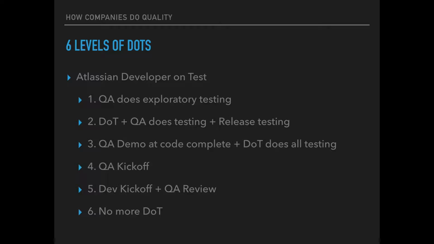They moved on from that to get the QA person even more out of the role. The developers were in charge of that kickoff and talking about those strategies, and then the QA person would review what they had to make sure everything was good. Their ultimate goal was step 6, where there is no developer on test, and everyone on the team just does all this stuff. That's the flow Atlassian went through to get to the stage they're at. And different teams are at different levels of this.